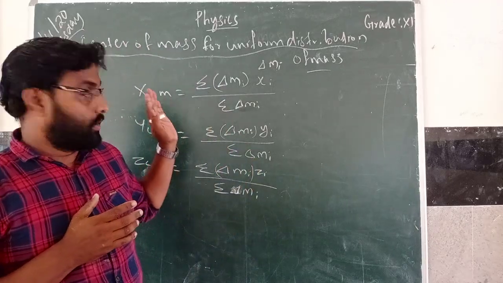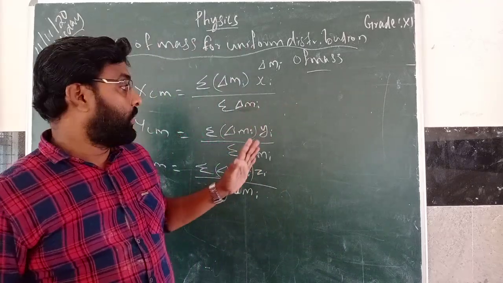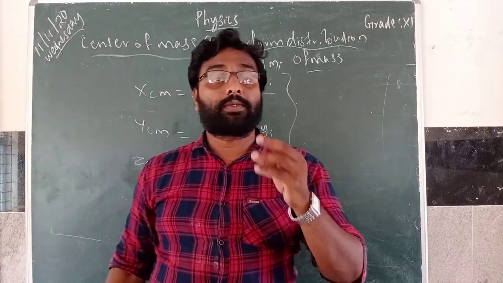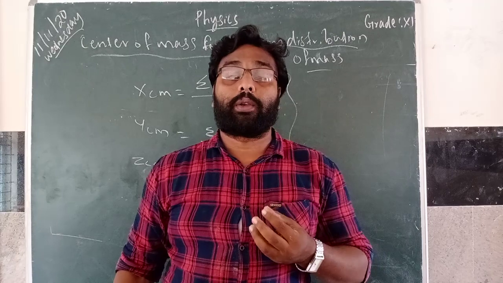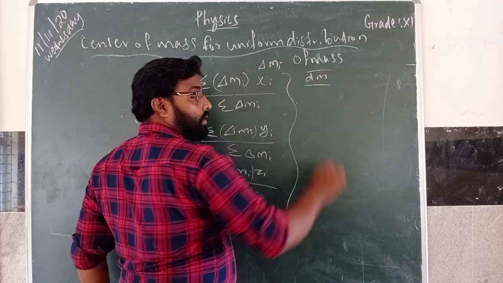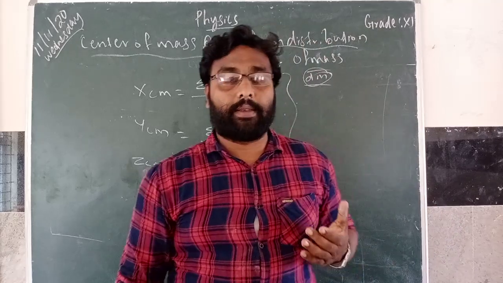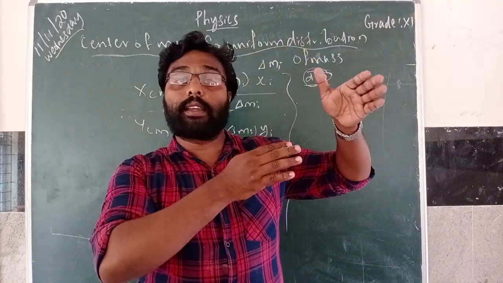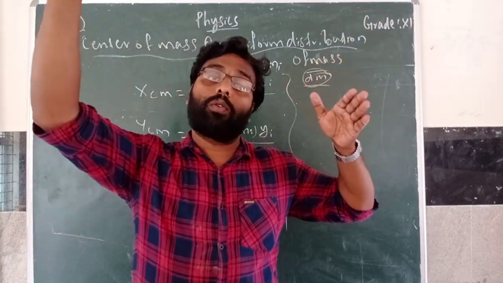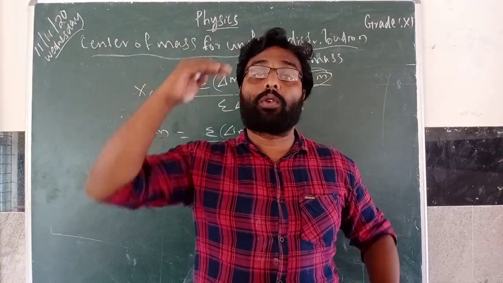You can find the center of mass for this uniform distribution of mass by another three formulas. That is, this delta M means very small, infinitely small, so you can write this delta M as dm, and you have to integrate. Suppose along the x-axis you have distributed these point masses, m1 to mn, kept at positions x1 to xn.